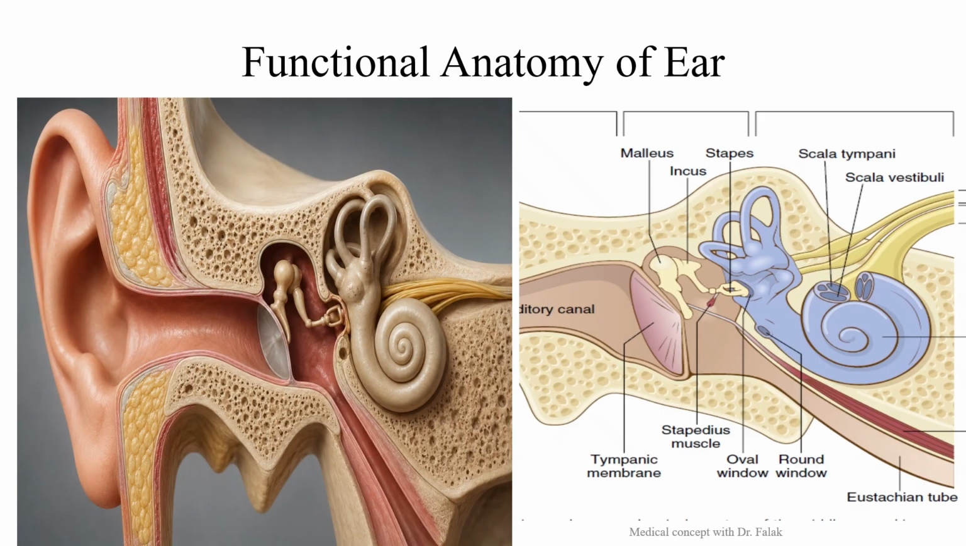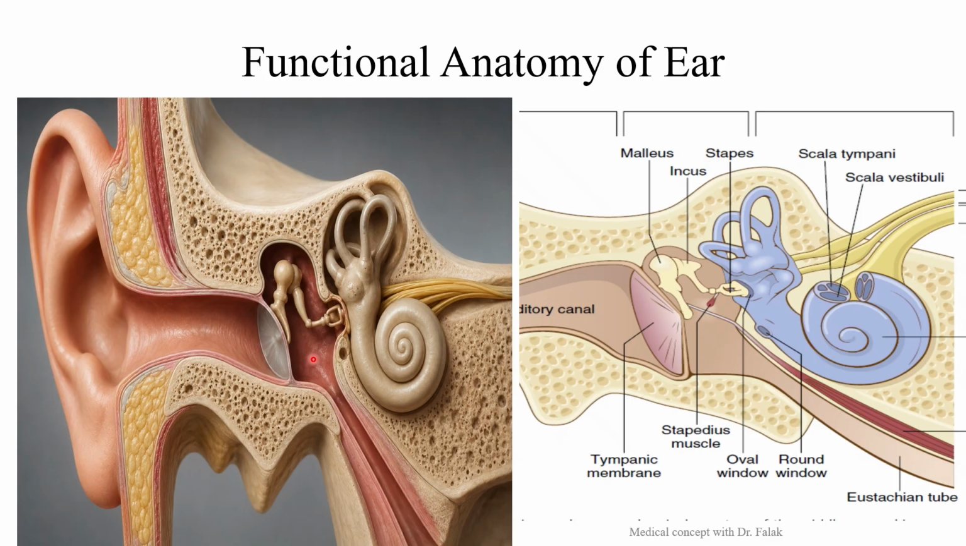Now coming to the functional anatomy of the ear, you will find two pictures here, one with labeling and another without labeling. So the ear is divided into three main structures: the external ear, middle ear, and the inner ear. The external ear comprises the auricle or pinna, external auditory meatus, and auditory canal. It is separated from the middle ear by the tympanic membrane or eardrum.